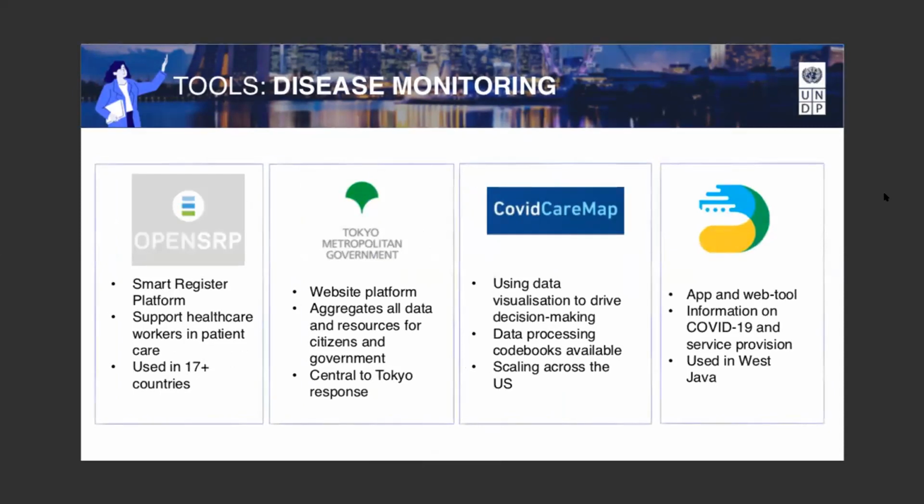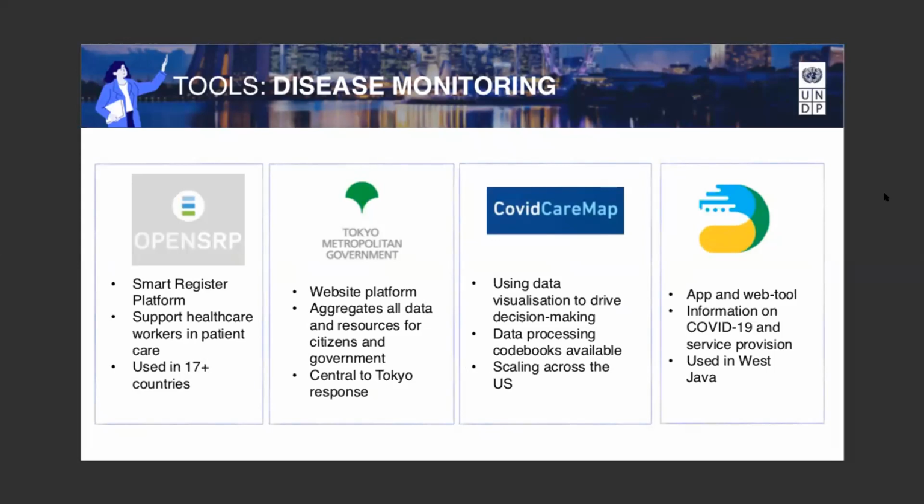Moving to the next, OpenSRP. So SRP stands for Smart Register Platform. And this is about supporting healthcare workers to monitor and also support their patients. For example, keeping in touch with their patients, flagging danger signs to ensure prompt referrals, and also keeping track of the healthcare journey of patients. So when they're visiting clinics, when they may have missed appointments, when they're due for vaccinations, and so on.